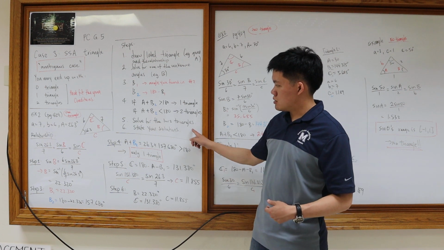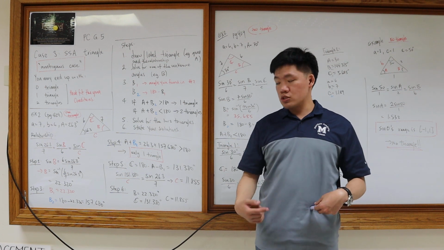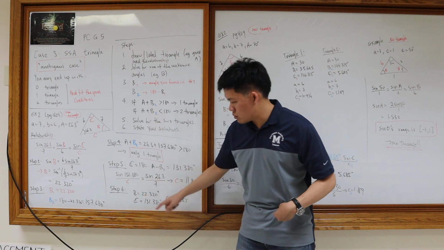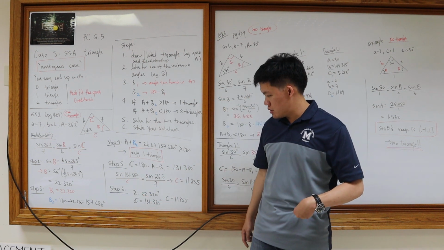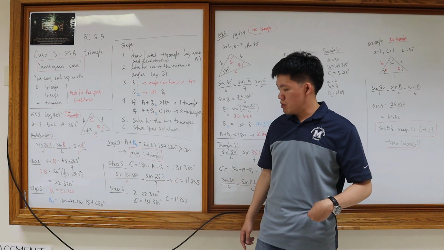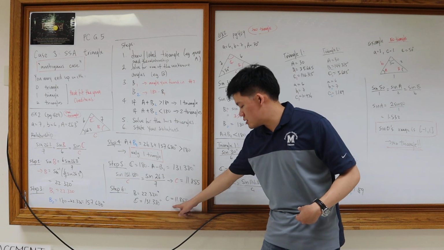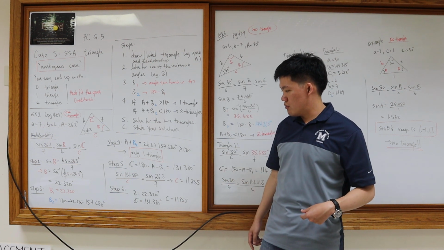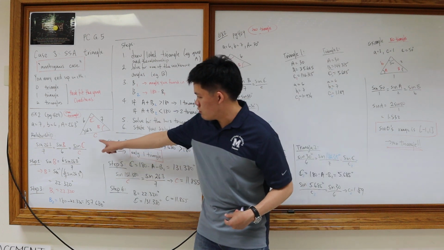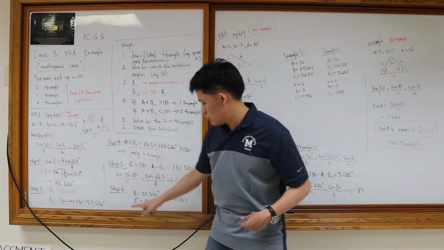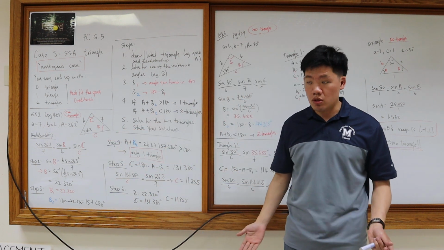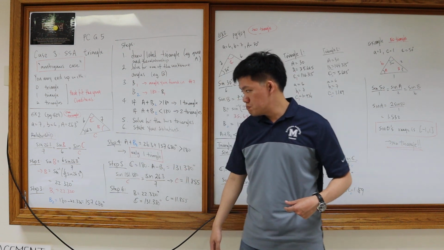So in step number 6, state your solutions. In this case, when you have one triangle, B is equal to 22.320 degrees, C is equal to 131.38 degrees, and my side C is equal to 11.855. So we're looking for these 3 things, and we have these 3 things. In that case, we're good to go. So example 1 is completed.